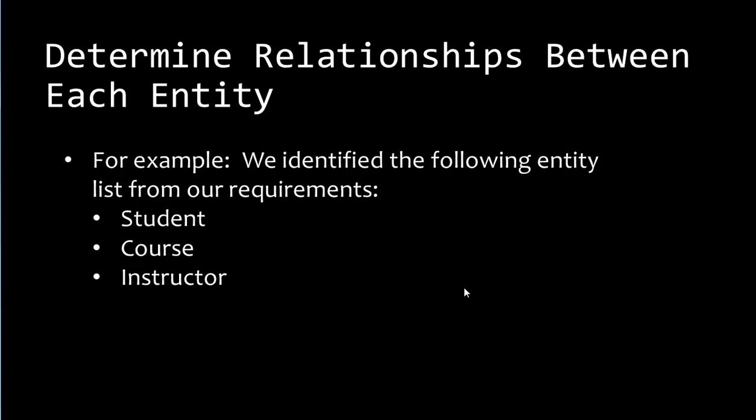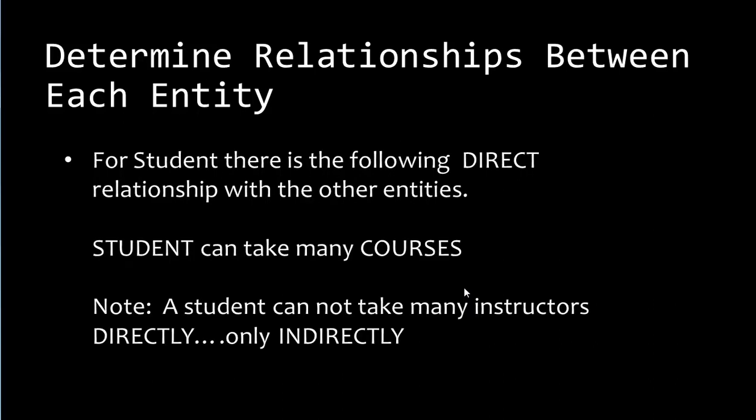Since we've been dealing with student, course, and instructor, for our case, we identified the following entities, based upon some of the examples we've been walking through: student, course, and instructor. That would be the three entities we have. So what are the relationships between these entities? I kind of stated this before, but let's go through it one more time. For student, there is the following direct relationship with the other entities. Student can take many courses.